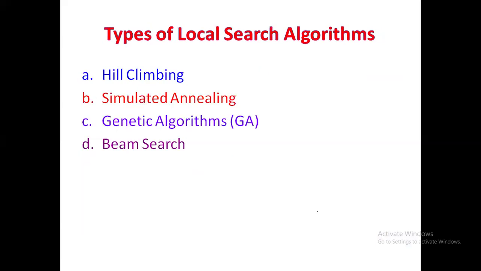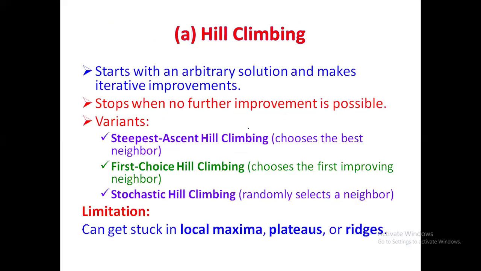Next, we will see what are all the types of local search algorithm. There are four types of local search algorithm: hill climbing, simulated annealing, genetic algorithm, we are calling it as GA, and local beam search. These are all the types. We'll just see the introduction about these types. The hill climbing algorithm, we'll see the detailed explanation for this slide.